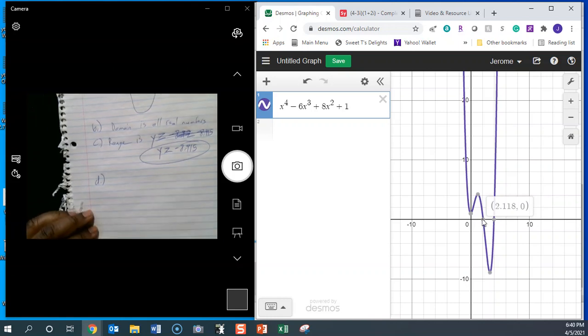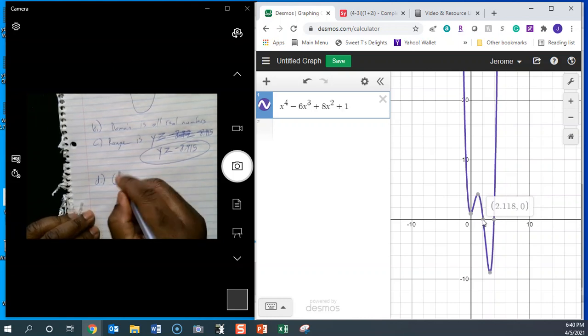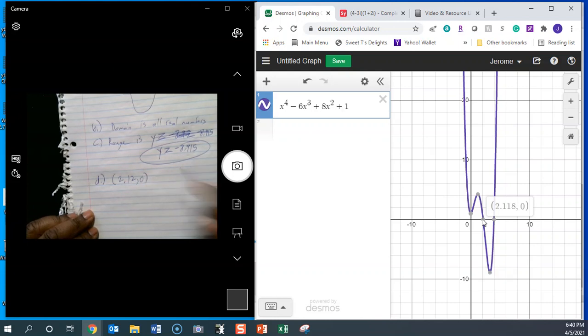So our x-intercepts would be 2.12, 0, and then also it would be 3.97, 0. So those would be our x-intercepts.